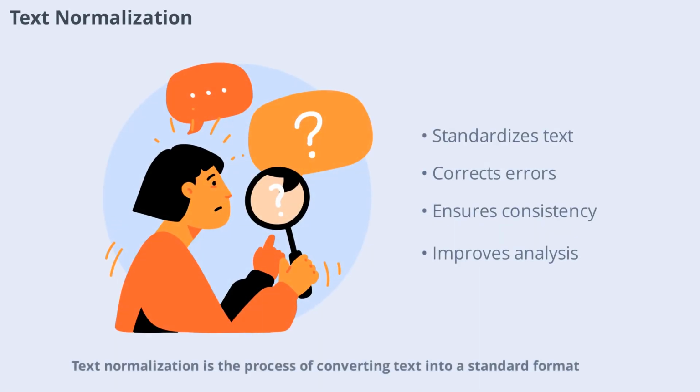Text normalization is the process of converting text into a standard format. This includes correcting spelling errors, expanding contractions, and standardizing abbreviations. Normalization ensures consistency in the data, which is essential for accurate analysis and comparison. It's a key preprocessing step in many NLP pipelines, helping systems handle diverse and noisy text inputs.